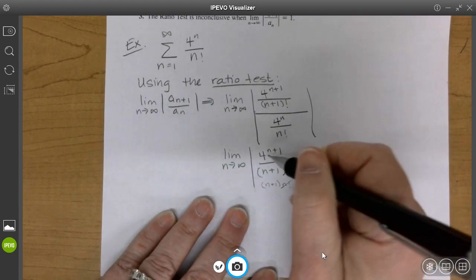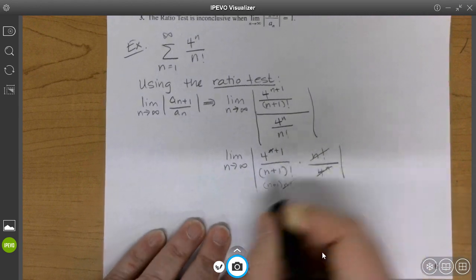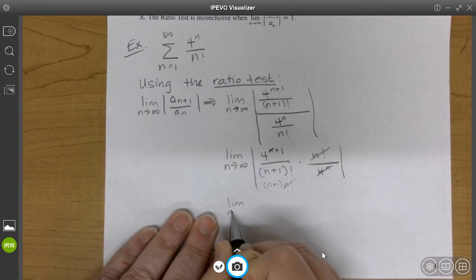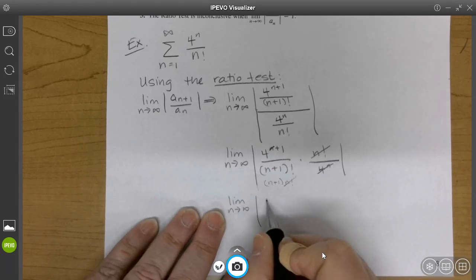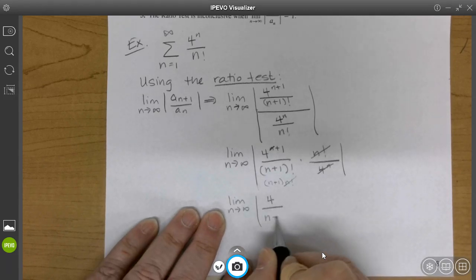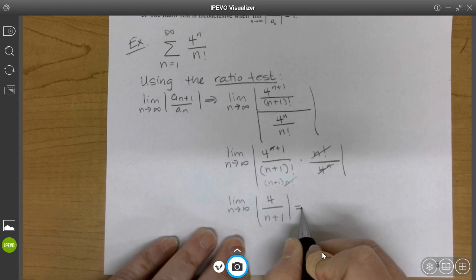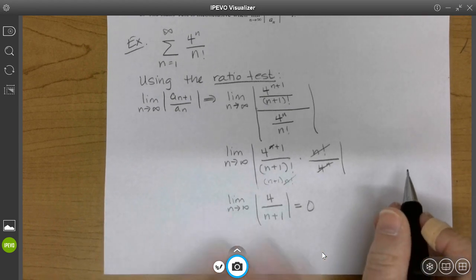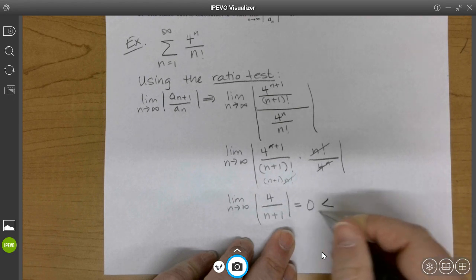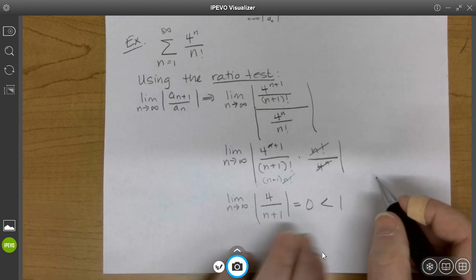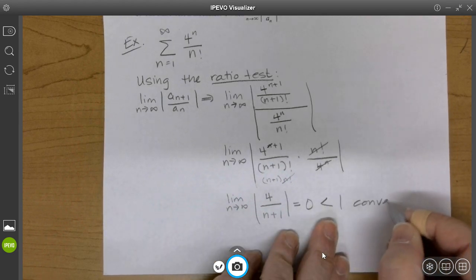And 4 to the n cancels with the 4 to the n up here, and I'm going to get the limit as n goes to infinity of 4 over just n plus 1, and this goes to 0. Okay, and with the ratio test, if your limit turns out to be less than 1, then you know your series converges.